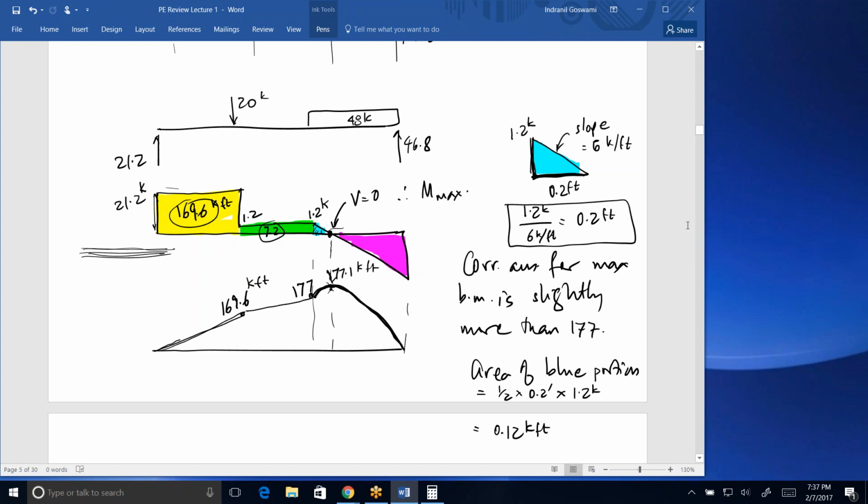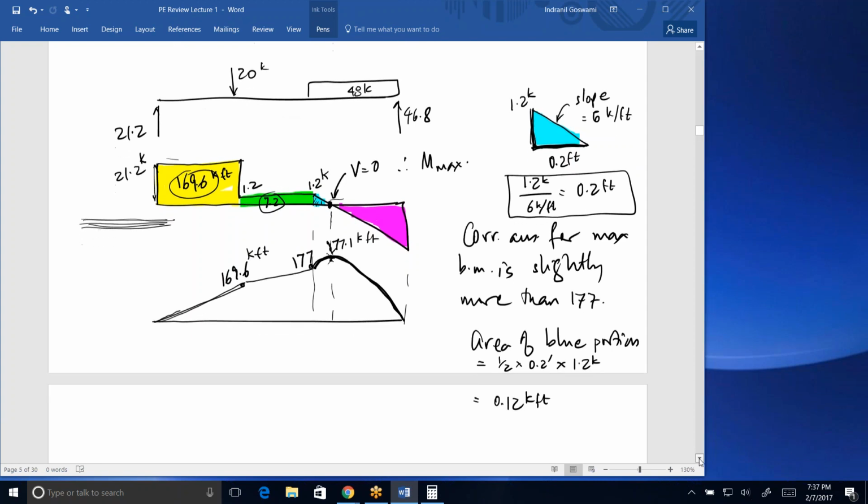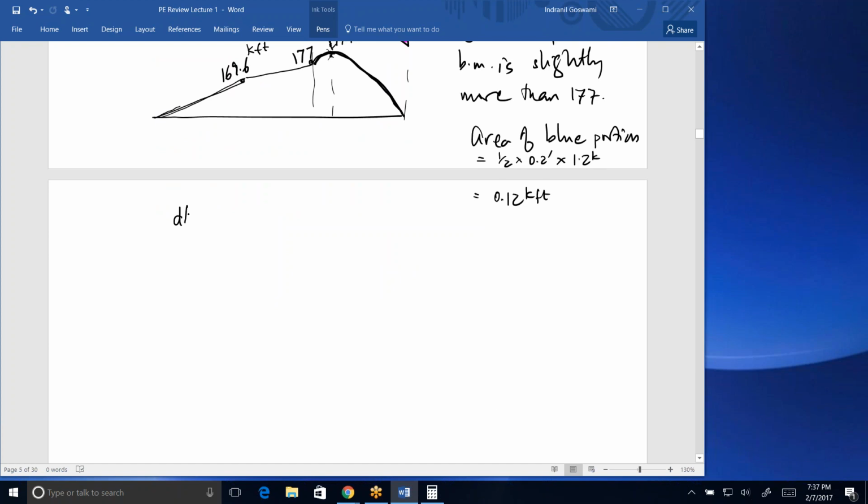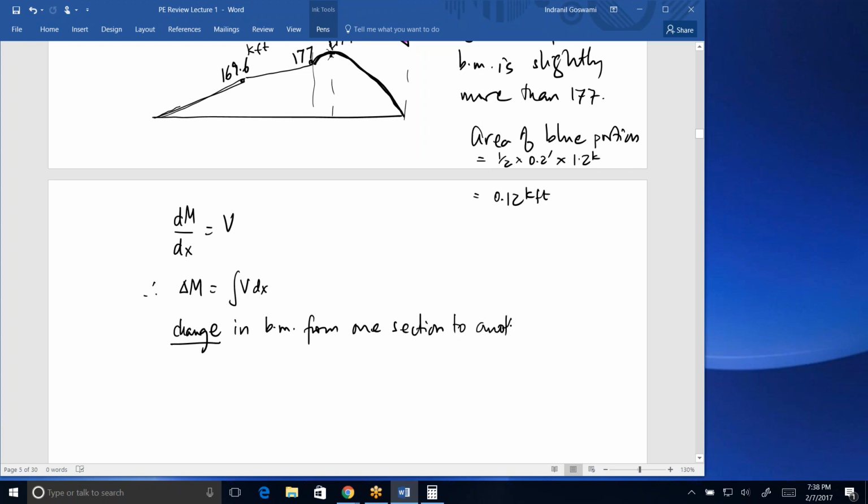The fact that these areas add up to your bending moment diagram comes from that same relation we were talking about, dM/dx is equal to V. So the integral form of that is delta M is the integral of V dx, which basically says that the change in bending moment from one section to another is equal to the area under the shear diagram between the two sections.